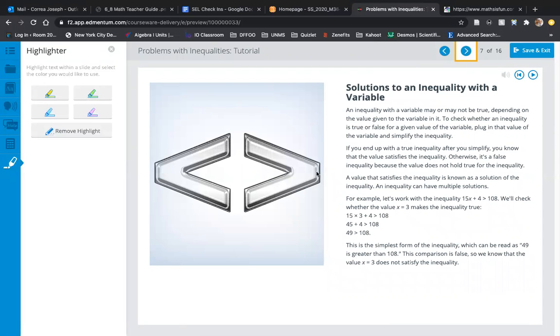All right, so again, this page here is really just reviewing that concept that we already talked about. If we're looking at this inequality here, 15x plus 4 is greater than 108, they're saying, okay, what about this value x equals 3? Does that make this inequality true? 15x plus 4 is bigger than 108.